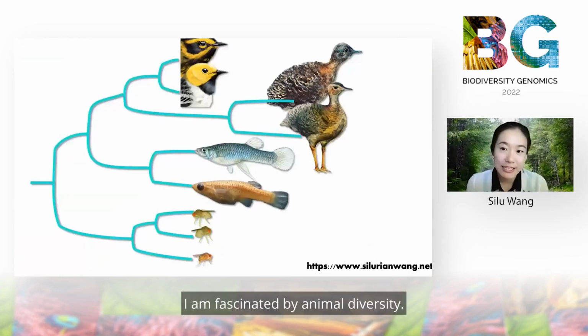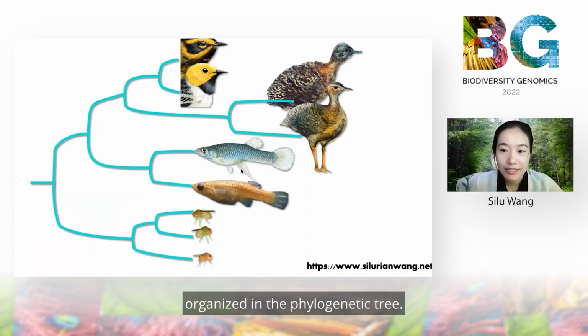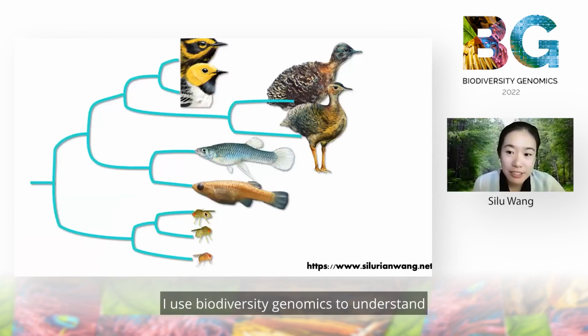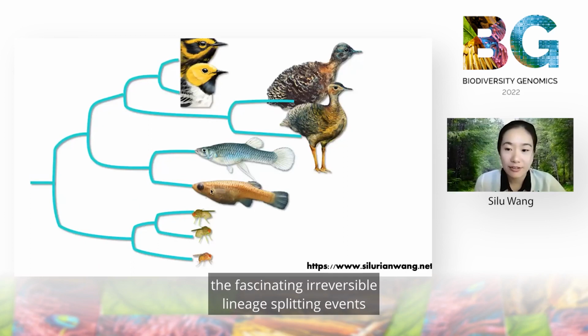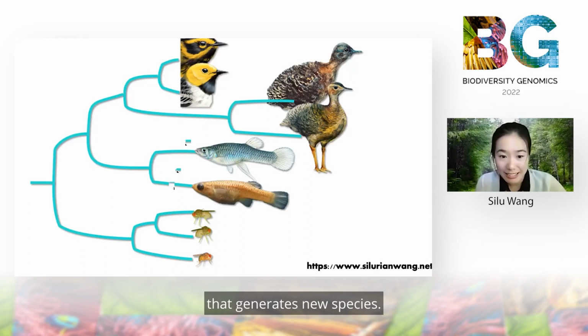I'm fascinated by animal diversity. Here are the species that I have worked with, organized in the phylogenetic tree. I use biodiversity genomics to understand the fascinating irreversible lineage splitting events that generate new species.